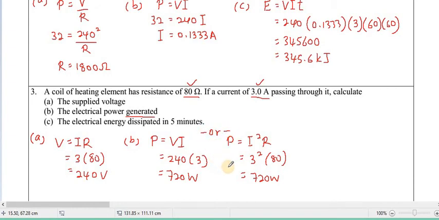Okay, so basically you have two methods to answer this question. Either you use P equals VI or you use P equals I squared R. But if you use P equals VI, the V comes from your own calculation. So if we have a choice, we try to avoid using the answer from our calculation, because there is a chance that our previous calculation is wrong. If our previous calculation is wrong, it will cause us to lose marks in this next calculation also. So it can be avoided. But if you have no choice, then of course you use it. Get the idea?